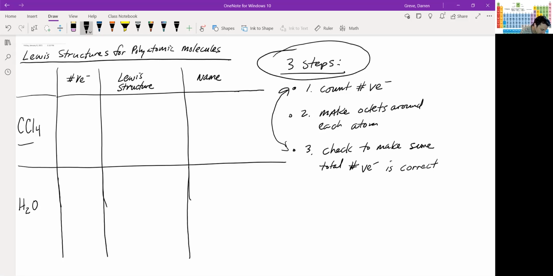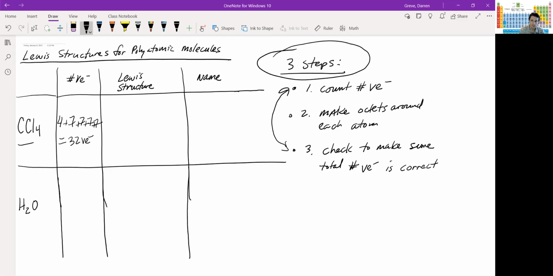CCl4. Carbon has 4 valence electrons, plus each chlorine atom has 7 because it lives on the 7th group or family or column of the periodic table, and there are 4 of them, so it's 7 plus 7 plus 7 plus another 7. So 7 times 4 is 28, plus 4 makes a total of 32 valence electrons in this molecule.